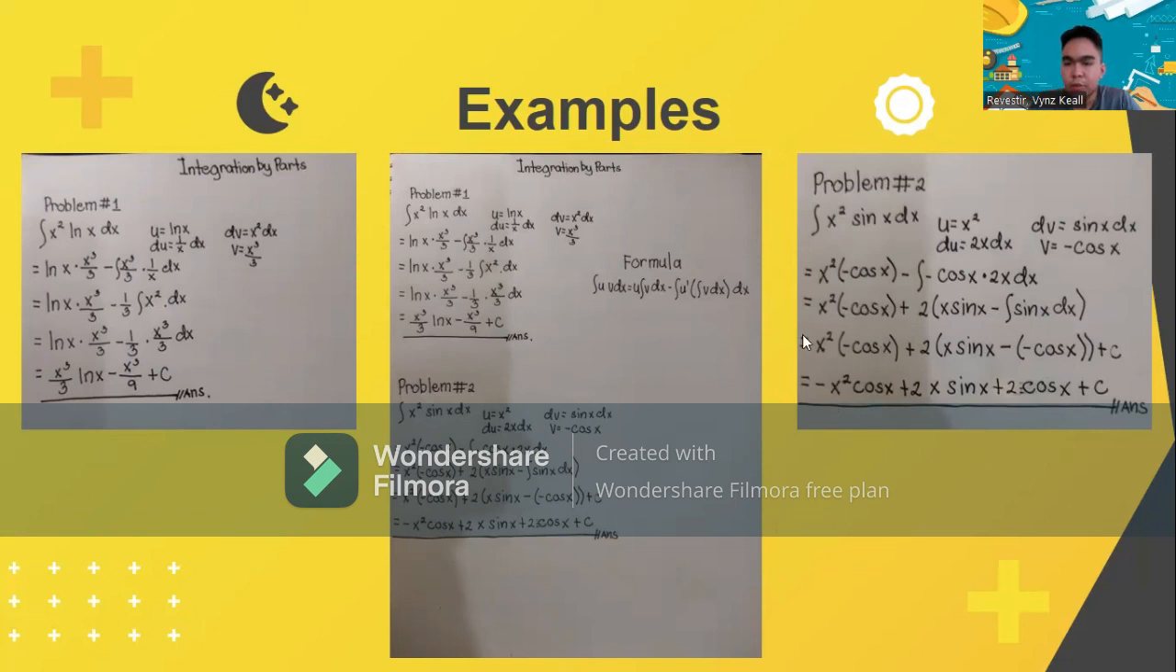Now multiply this one, the first term, equals negative x squared cosine x plus 2, and also multiply this one, distribute it, plus 2x sine x plus 2 cosine x plus c. This is your final answer.